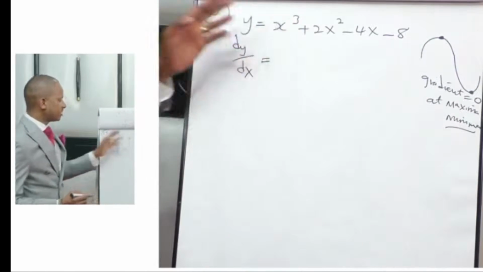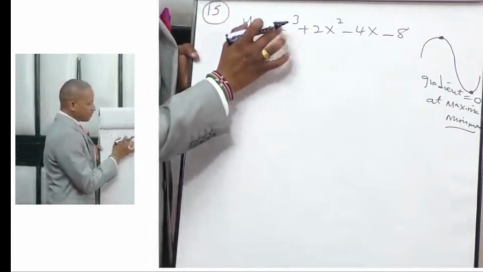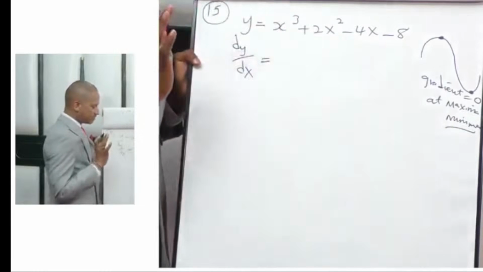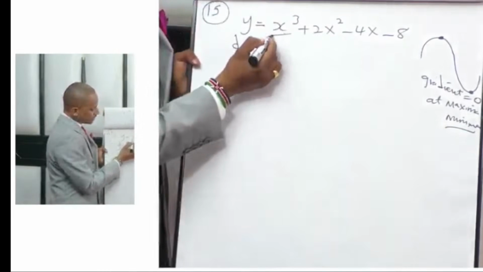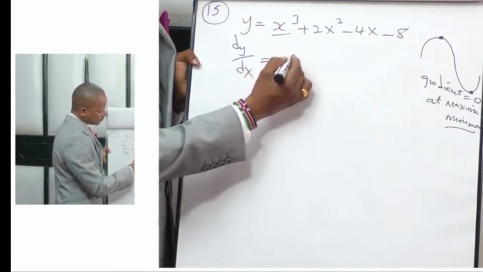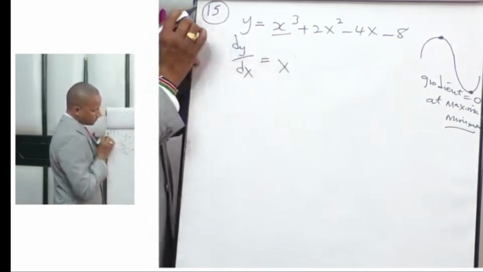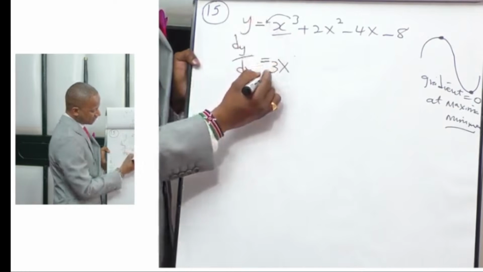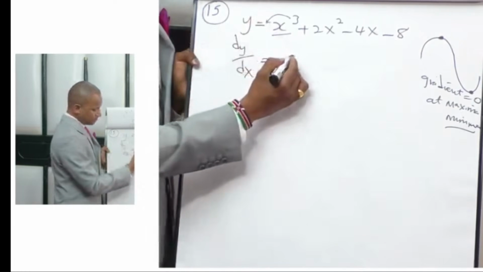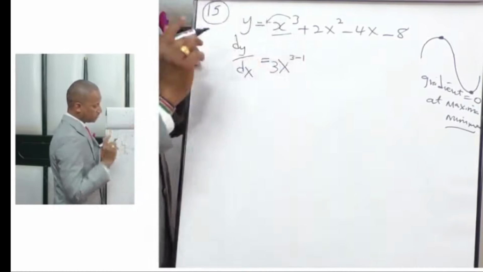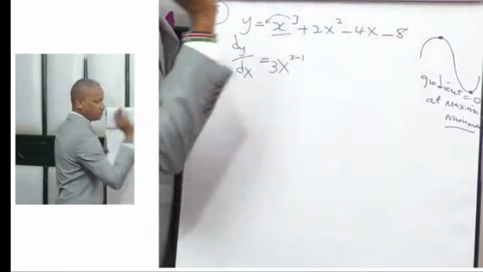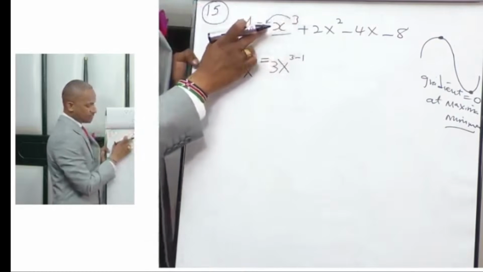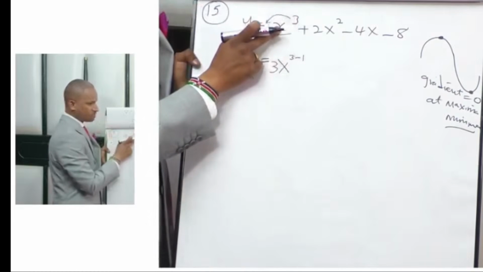Now when you differentiate this, we are going to differentiate every term separately. So x cubed means x raised to power 3. When you differentiate, you drop the power, it becomes 3x. Then the power 3, you subtract only 1. And you do the same thing to the rest. You drop the power, it becomes the coefficient of x.